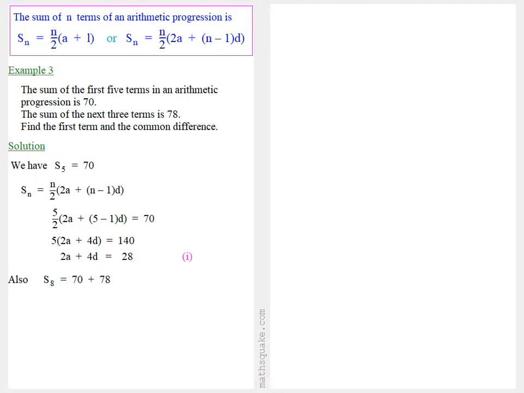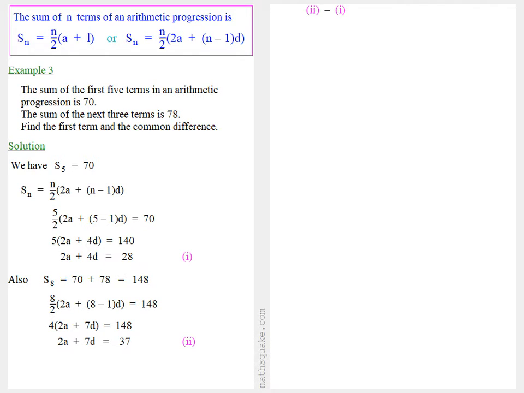Now we also have the sum of the first 8 terms is the sum of the first 5 terms plus the next 3 terms, so that's 70 plus 78, which is 148. So 8 over 2 into 2a plus 8 minus 1 d is equal to 148, or 4 into 2a plus 7d is equal to 148, and if we divide by 4, 2a plus 7d is equal to 37. We'll call that equation 2.